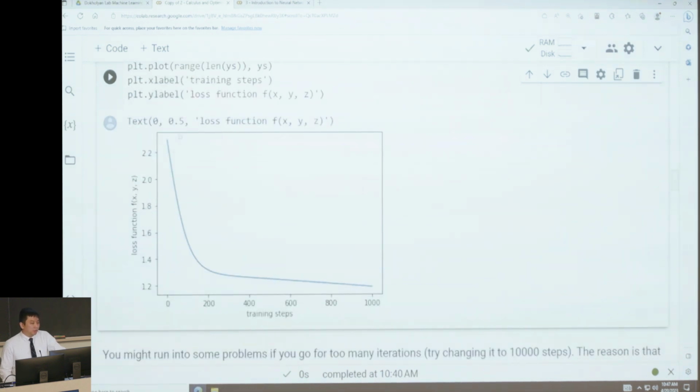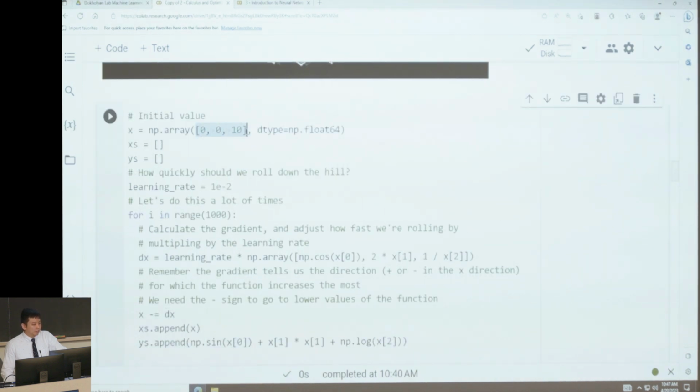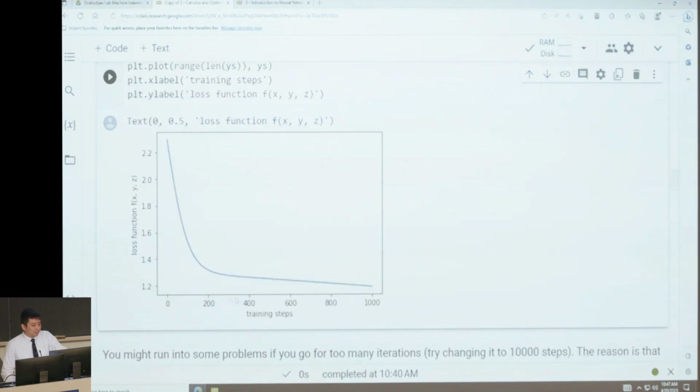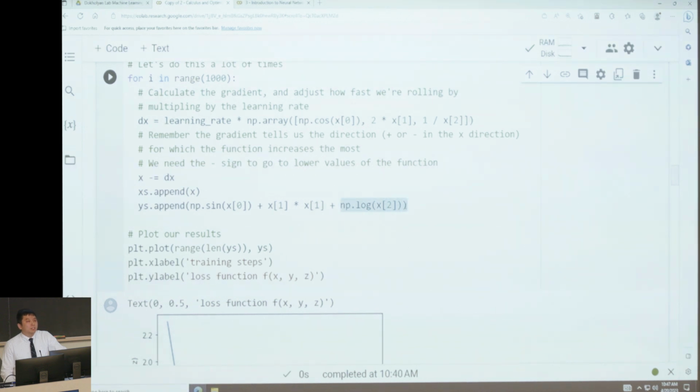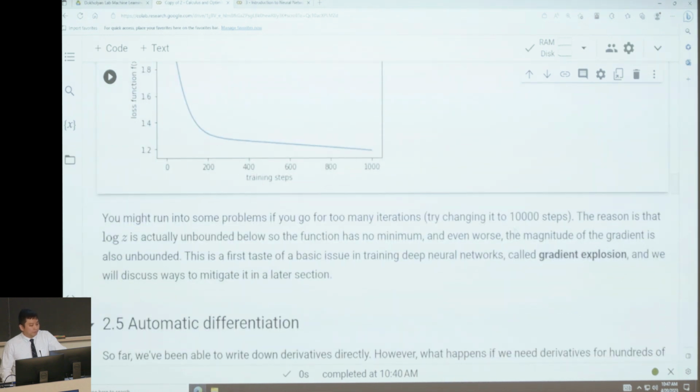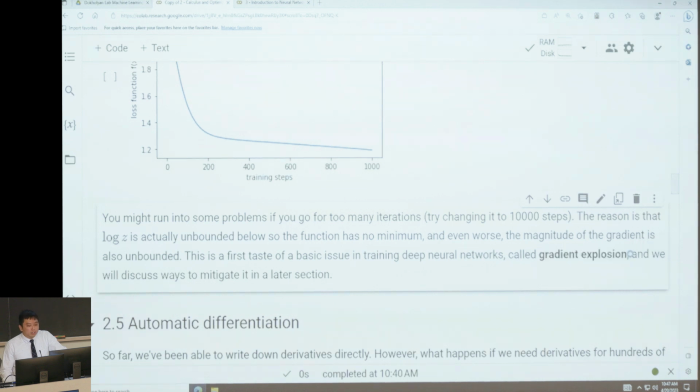And this is the training curve. So we start at whatever value the function had at 0, 0, 10, and we roll down the hill for some number of training steps. And you might notice that unlike before, this curve doesn't seem to flatten out as well. And that's actually because this log of z term is unbounded. It can go to minus infinity. And so that's the first case for what's called gradient explosion in machine learning, where the gradients we're taking eventually become unbounded, or the value of the function becomes unbounded.